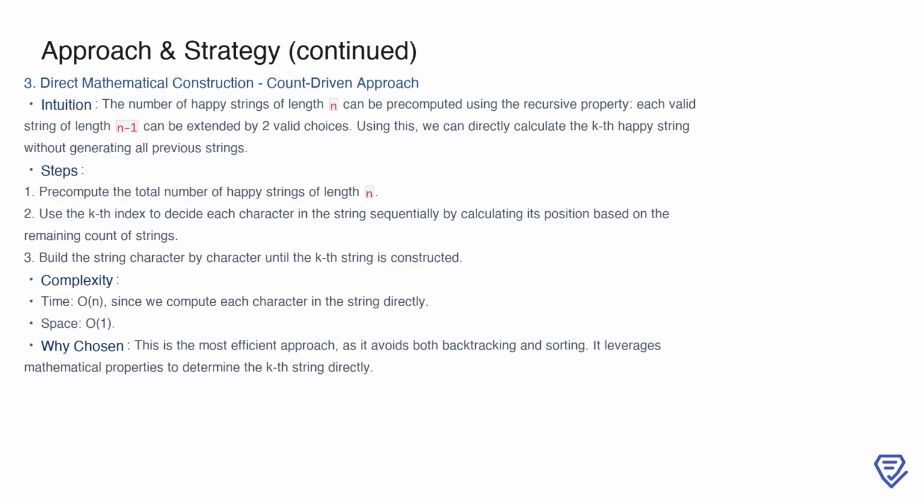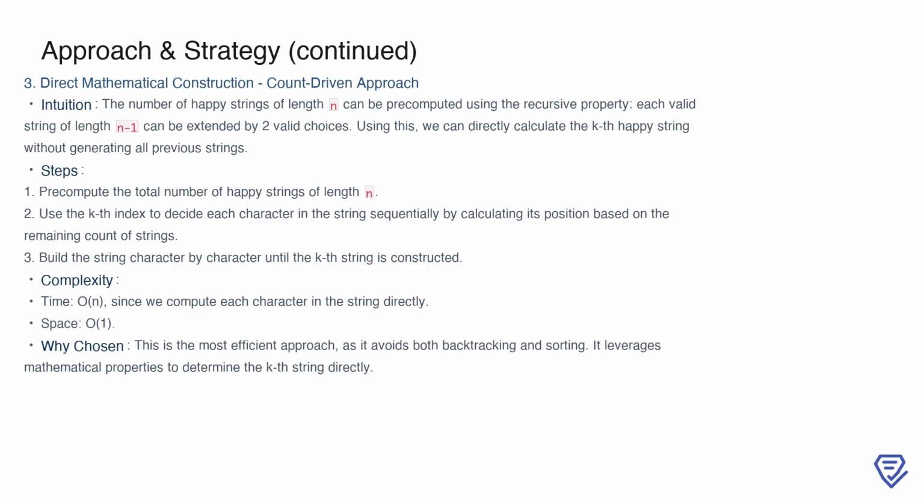The insight here is that we can pre-compute the total number of happy strings of length n using the recursive property. Each valid string of length n-1 can be extended by exactly 2 valid choices. With this, we can calculate the kth happy string without generating all the previous strings. The process involves sequentially deciding each character in the string based on the remaining count of strings.